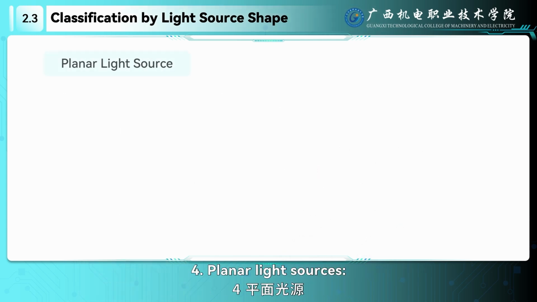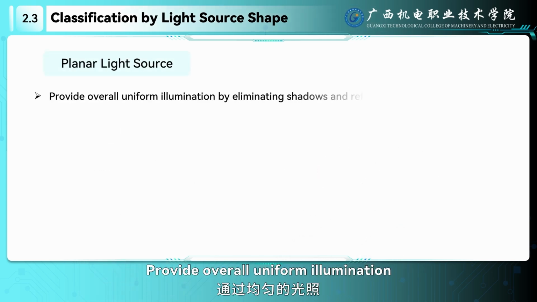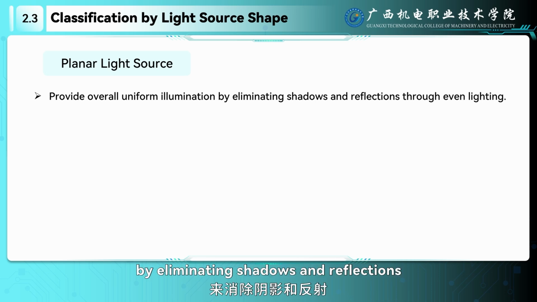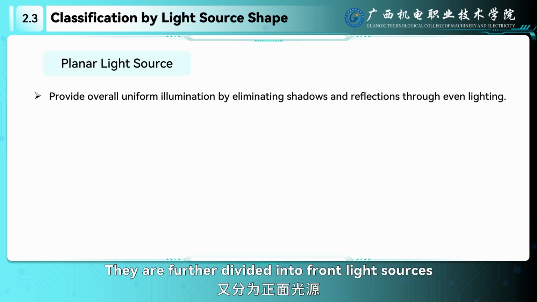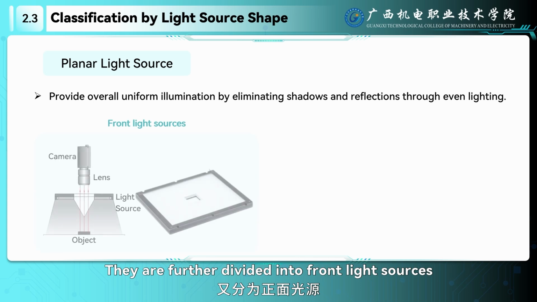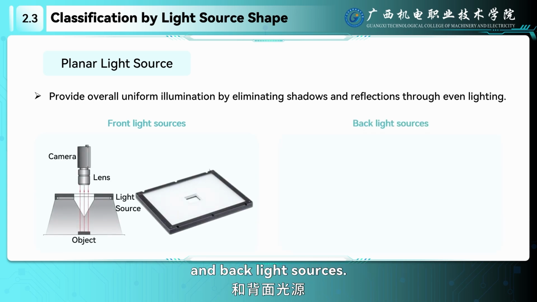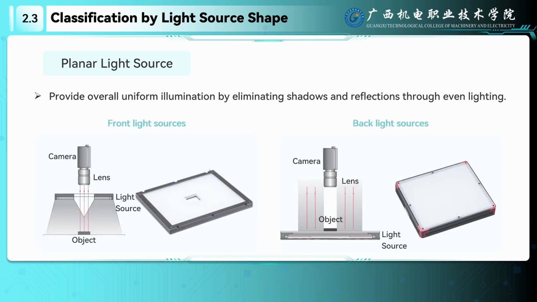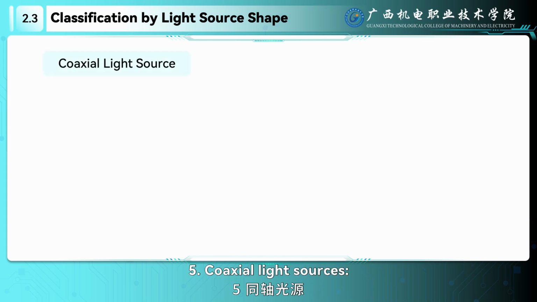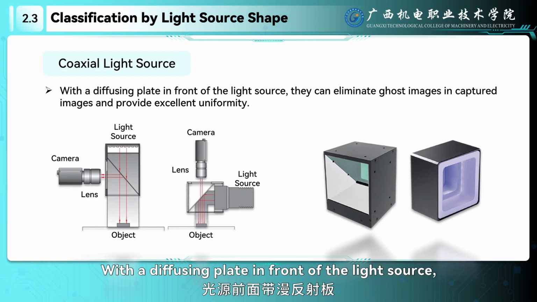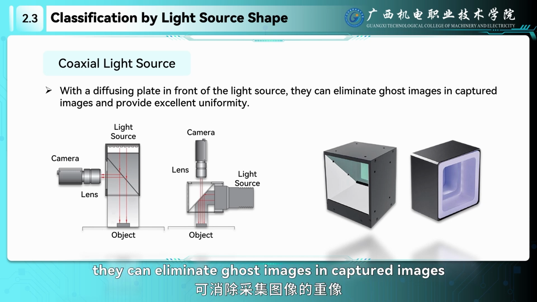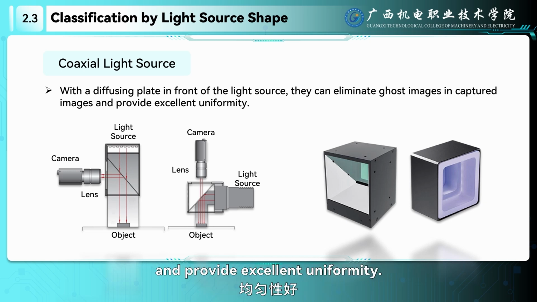4. Planar light sources. Provide overall uniform illumination by eliminating shadows and reflections through even lighting. They are further divided into front light sources and backlight sources. 5. Coaxial light sources. With a diffusing plate in front of the light source, they can eliminate ghost images in captured images and provide excellent uniformity.